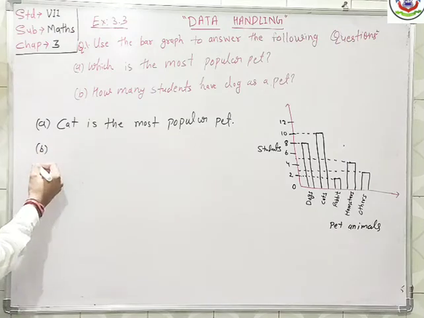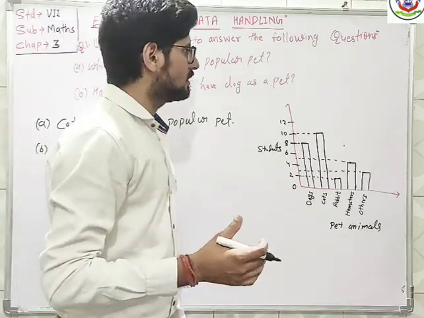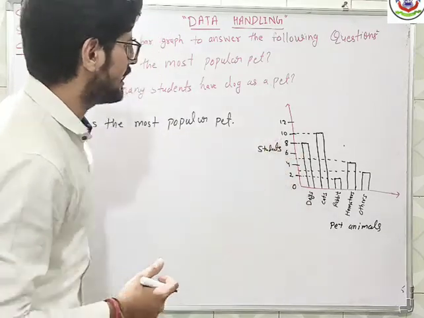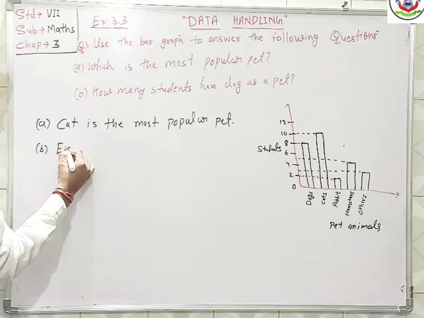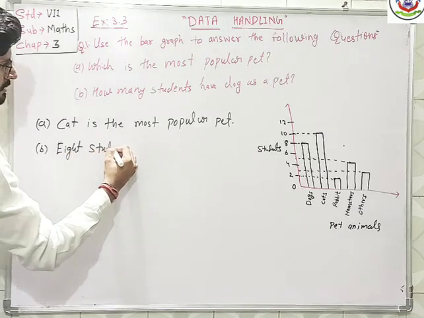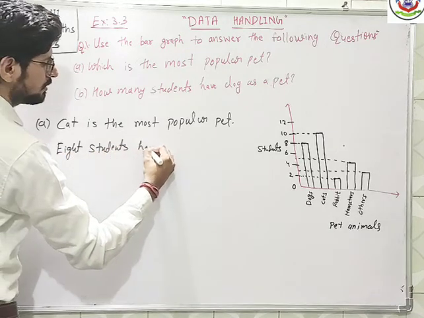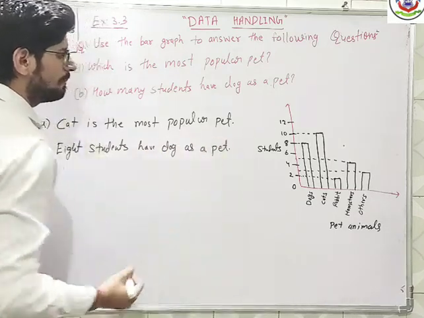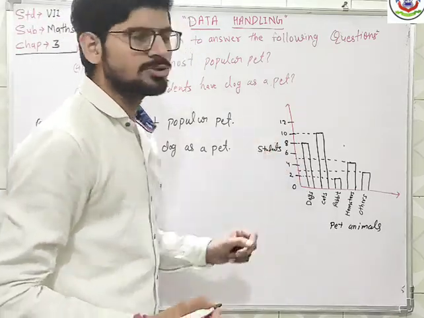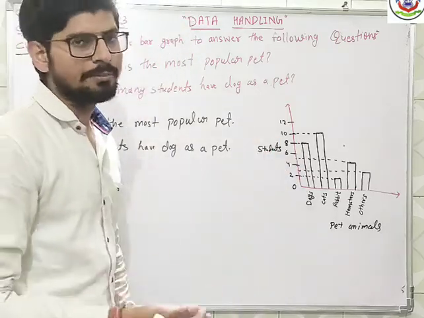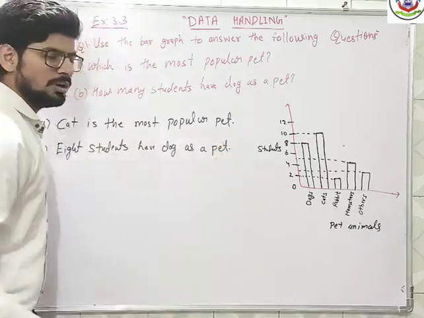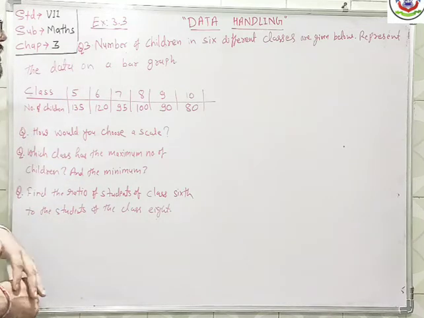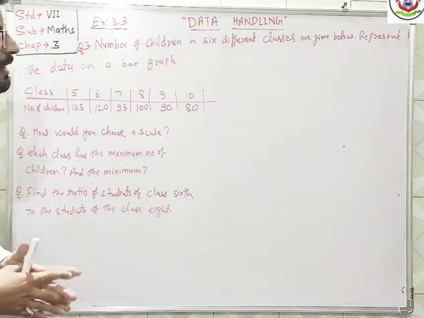Next one is, how many students have a dog as a pet? There are a total of 8 students. So 8 students have a dog as a pet animal. Okay. Now our next question is, the number of children in the 6 different classes are given below.